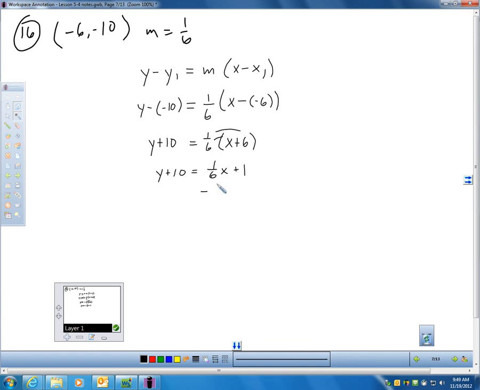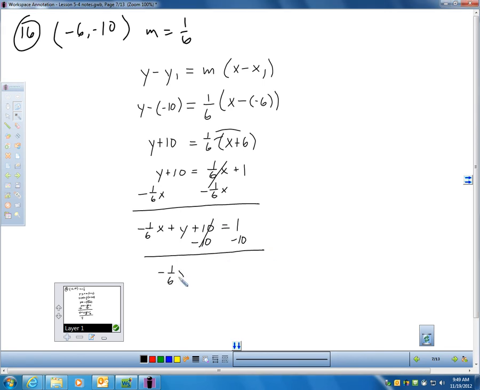Let's get all my x's and y's on one side. I'll take away 1/6 x from each side. And I get negative 1/6 x plus y plus 10 equals 1. And then I can subtract 10 from each side to get all the constants on the other side. And I get negative 1/6 x plus y equals negative 9.